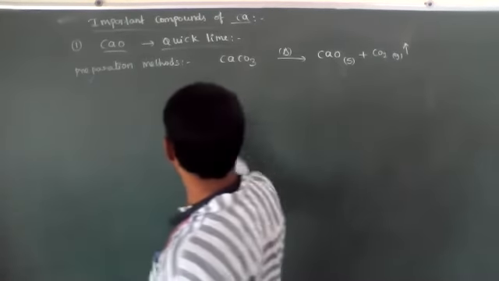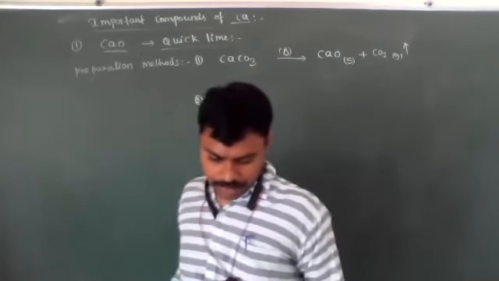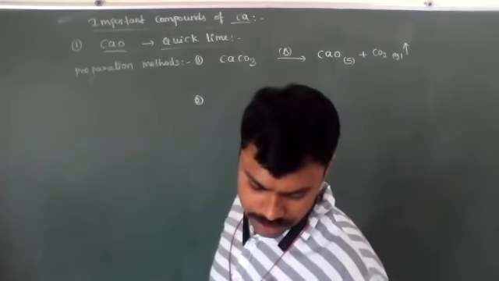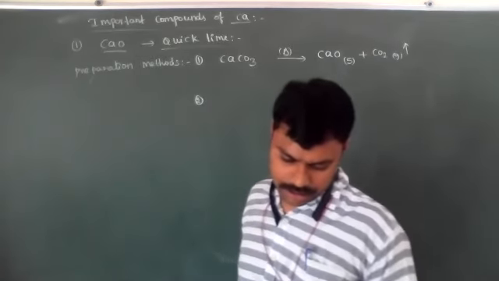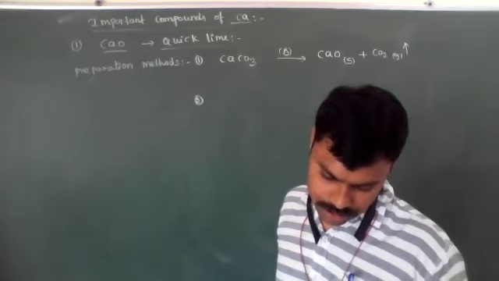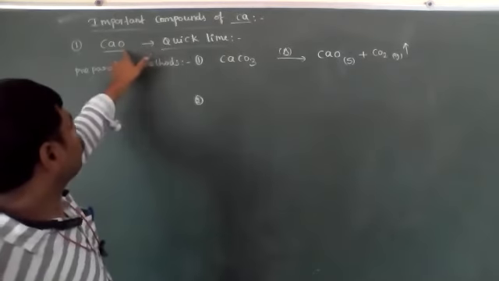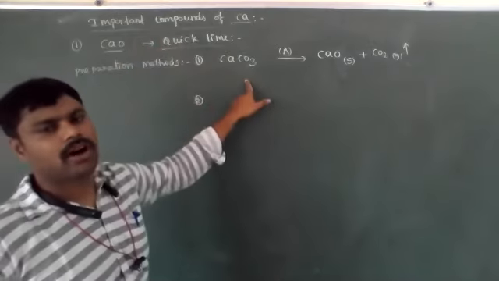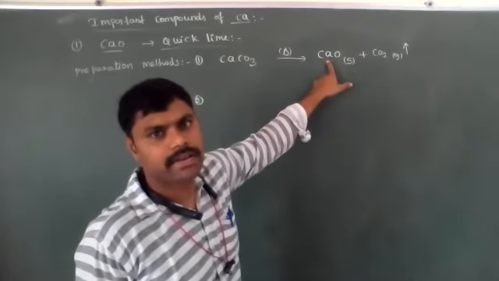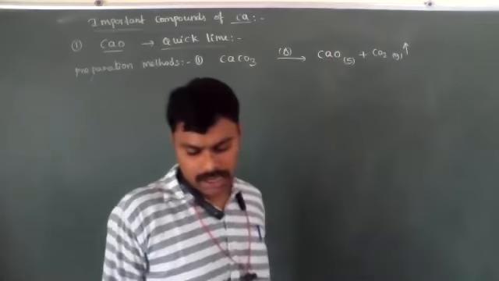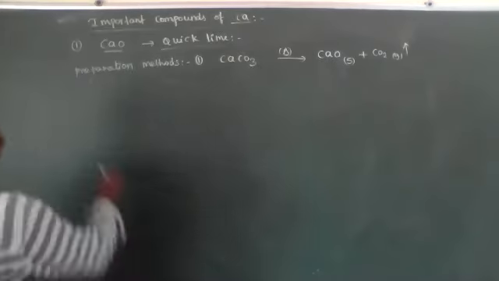Next, the second method is calcium carbonate. The main important preparation of calcium oxide is calcium carbonate on heating, then we'll get calcium oxide. This is also named as quicklime. Let's see the properties of calcium oxide.